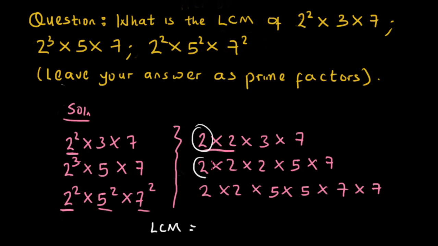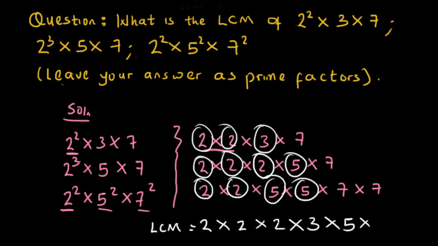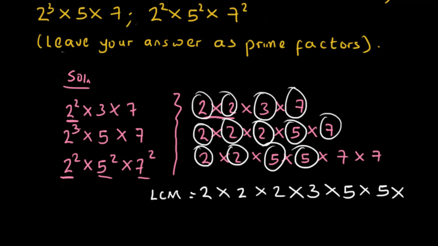Now 2 is here, 2 is here, 2 is here, so we pick 1. 2 is here, 2 is here, 2 is here, we pick 1. And then we have another 2. Times, we have 3 here. Times, we have 5 here and we have 5 here, we pick 1. And then we have another 5 here. Times, we have 7 here, 7 here, 7 here. We pick 1, times we have another 7.